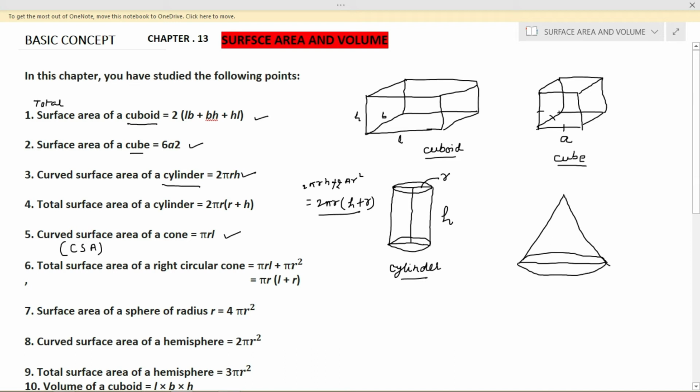Okay, so from here if you draw a perpendicular to this base, this will become the height of the cone, and here this part is the radius of the base of the cone, and this part, the symbol is L, this is called the slant height.